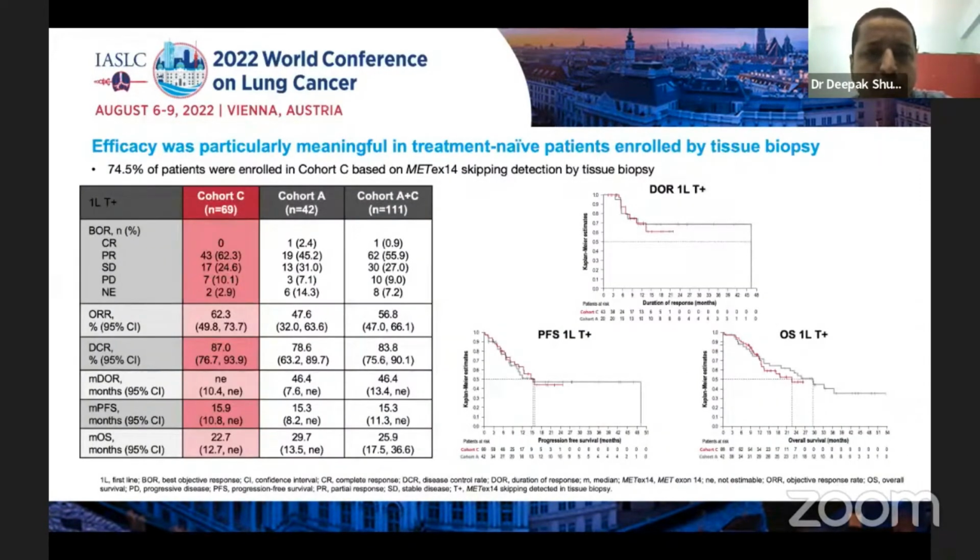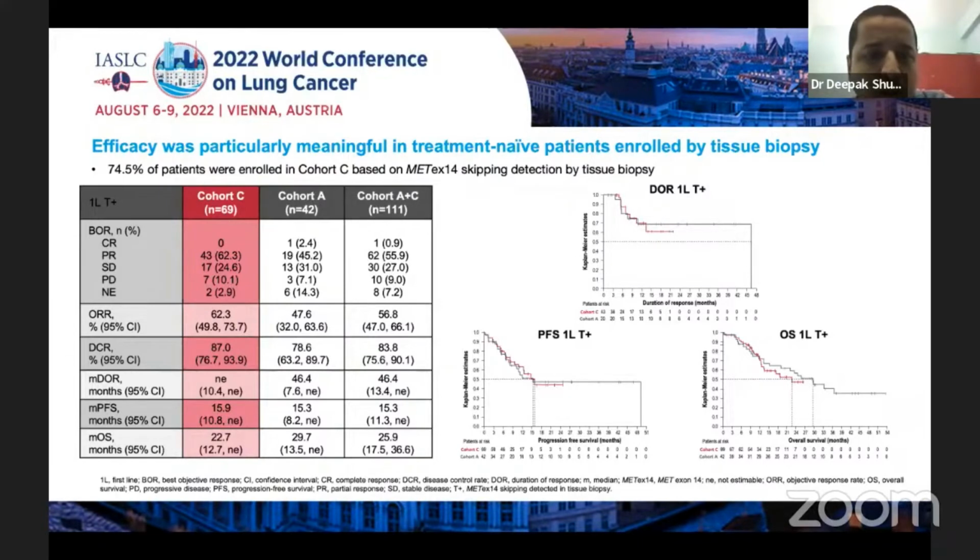If we look into the patients who were treatment naive, enrolled based on tissue biopsy, the overall response rate in cohort C was again close to 62%. The median duration of response in these patients who were treatment naive and enrolled based on tissue biopsy was not reached, while in cohort A it was 46.4 months.